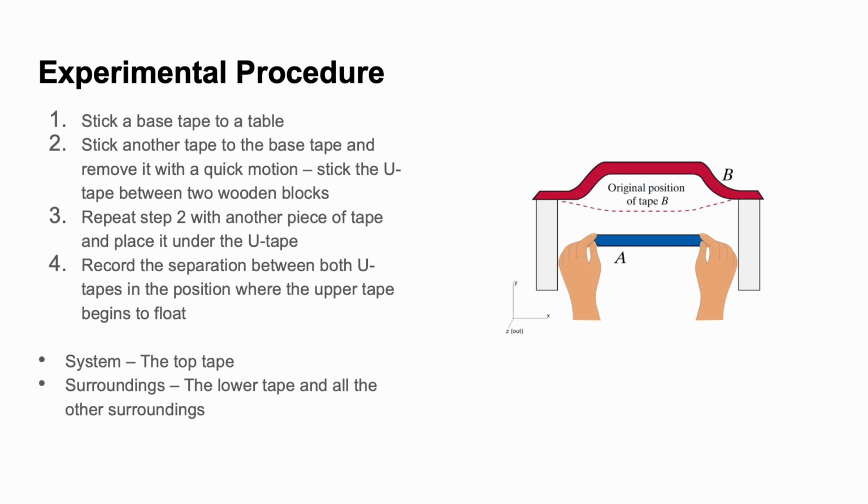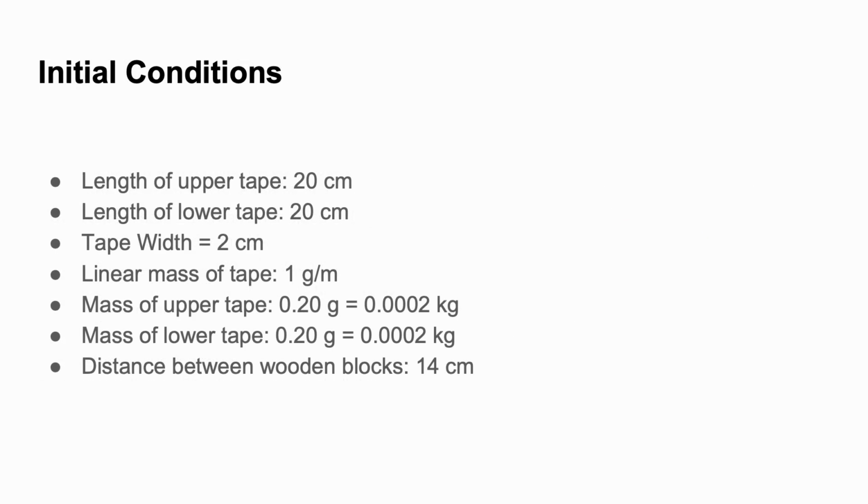A quick summary of the experimental procedure: two pieces of tape, tape A and tape B, are charged. Tape B is placed between two blocks, and then tape A is brought closer to tape B until the point where tape B starts floating. At this point, the electric repulsion from tape A equals the gravitational force acting on tape B. The system in this experiment is the top tape, and the surroundings are the lower tape and all the other surroundings.